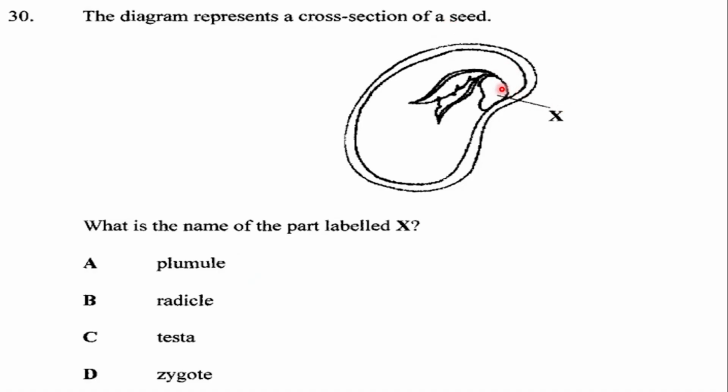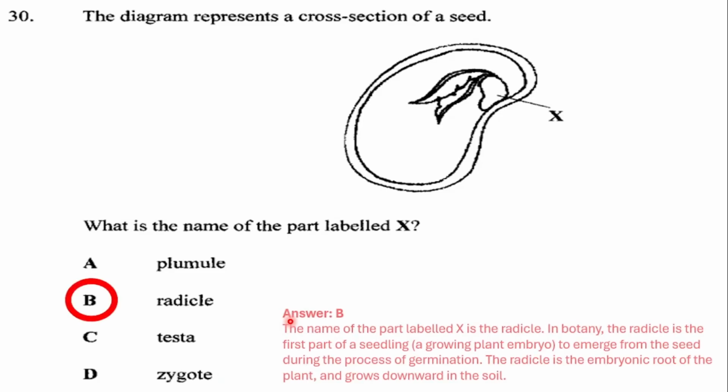And so here we have structure X. What is the name of the part labeled X? Is it A, the radicle? Is it the testa? Or is it the zygote? The correct answer is definitely going to be B, the radicle, because the name of the part labeled X is the radicle. In botany, the radicle is the first part of a seedling, a growing plant embryo, to emerge from the seed during the process of germination. The radicle is the embryonic root of the plant and it grows downward into the soil. So this part right here is labeled X, and it is the radicle.